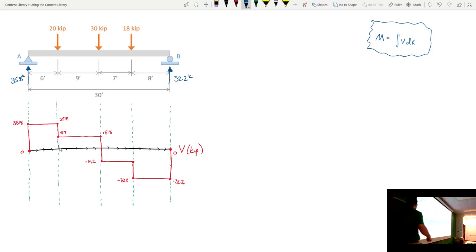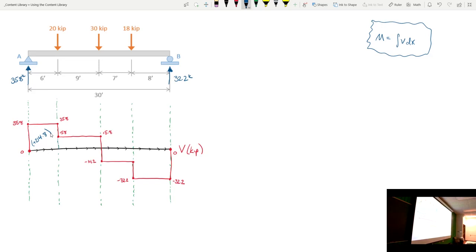Let's start off with this rectangle right here. What is the area of that rectangle? How tall is it? 35.8. How wide is it? 6. What is the area of this rectangle? 214.8. Do I have a second? So what I'm going to do is I'm going to write plus 214.8 under that rectangle.